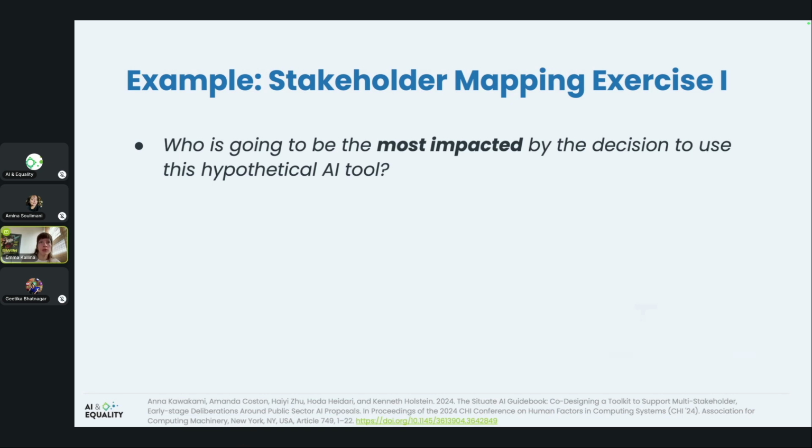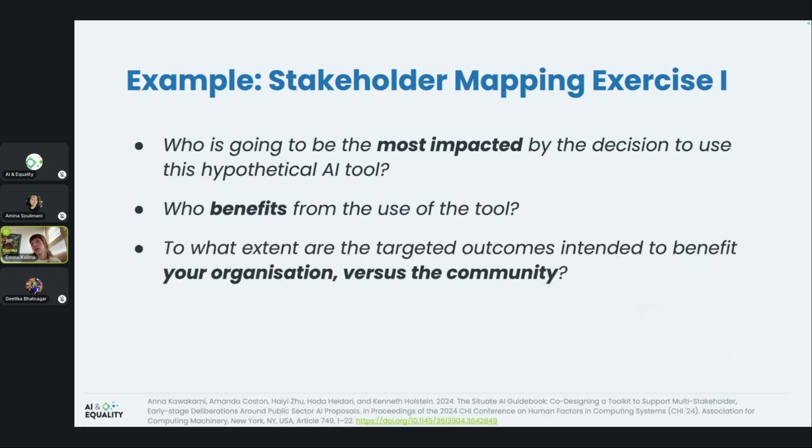A quick example of this is asking questions like, who's going to be the most impacted by the decision to use this hypothetical AI tool? Who benefits from the use of the tool? To what extent are the targeted outcomes intended to benefit your organization versus this community? These are just some examples. We'll talk about some more later, just to give you an idea of how to identify who the affected communities of the system might be.